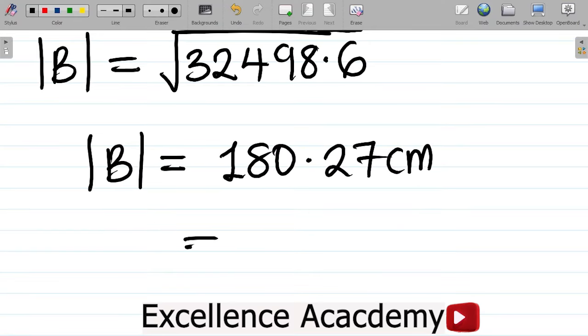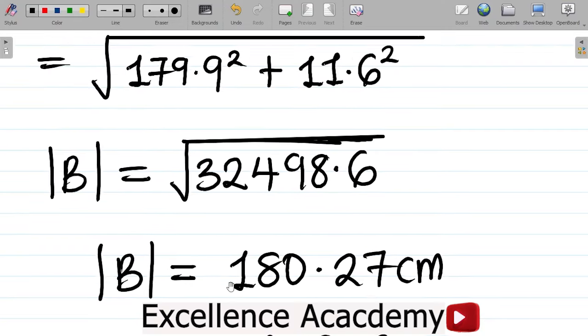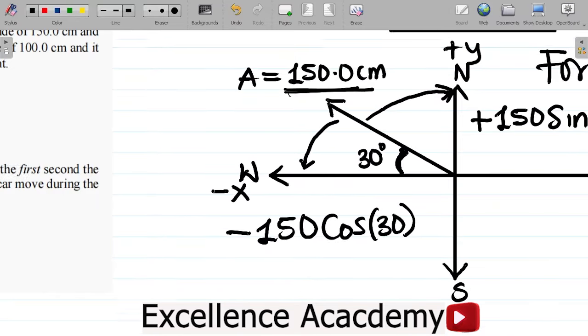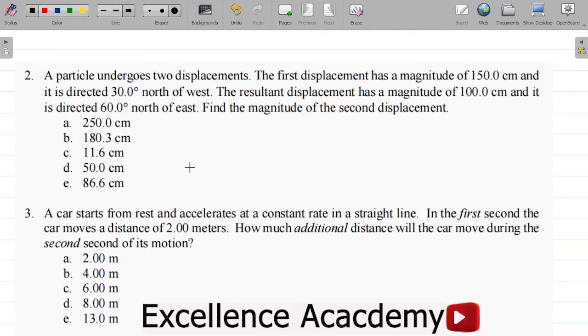So in one decimal place, this gives you 180.3 centimeters. This becomes the answer to that question. Let's go back to our options. Do we have any 180.3 there? Let's see, question 2. Yes, that's option B. So the correct answer here is option B, 180.3 centimeters.